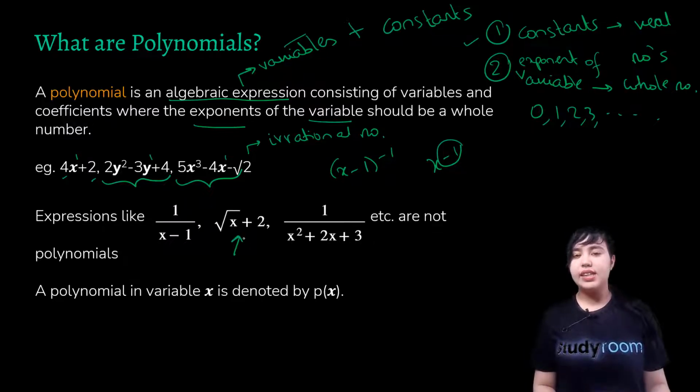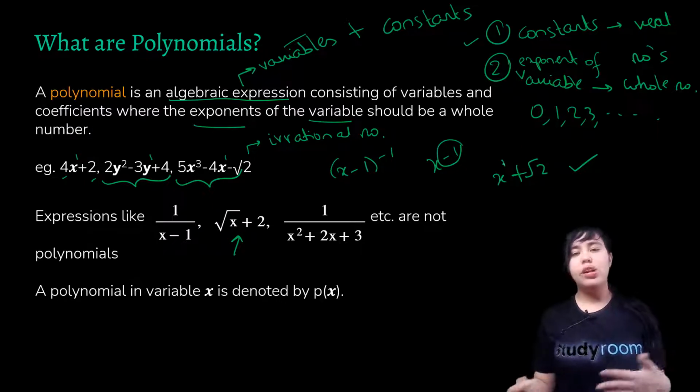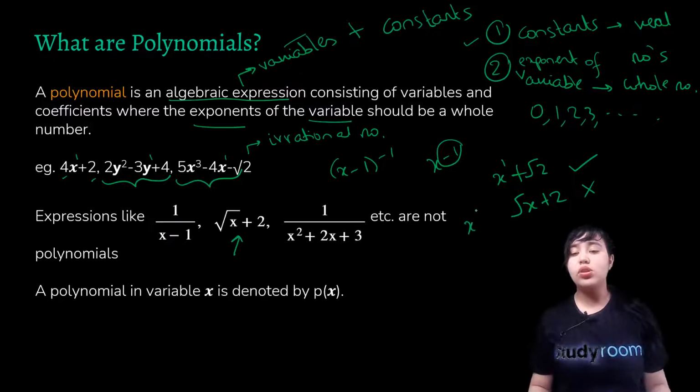Looking at this case, if it would have been x plus root 2, it would have been a polynomial because root 2 is a real number and x has power 1, which means 1 is a whole number, so it is a polynomial. But since it is root x plus 2, it is not a polynomial. 2 is a real number, no doubt, but root x means x to the power 1 by 2. And what is 1 by 2? Is it a whole number? It is not. So it's not a polynomial.